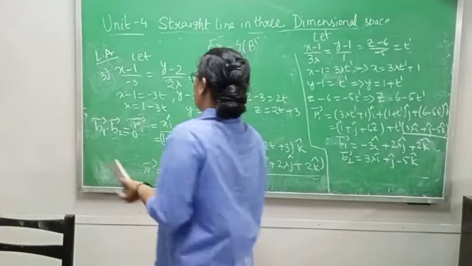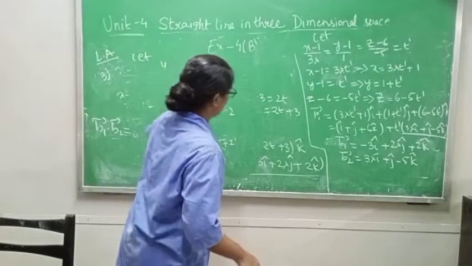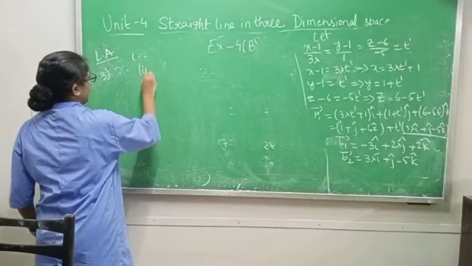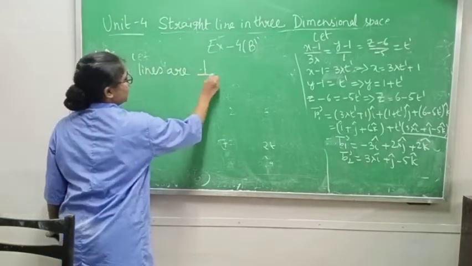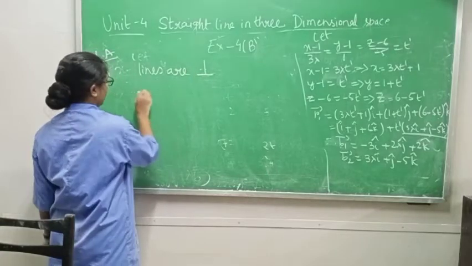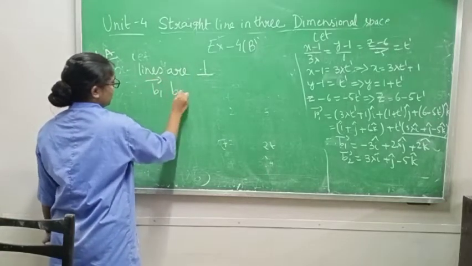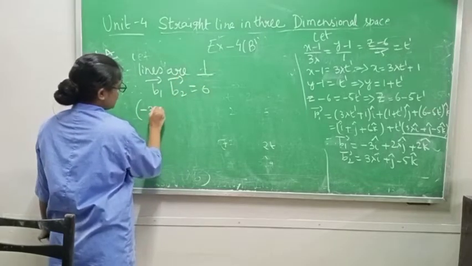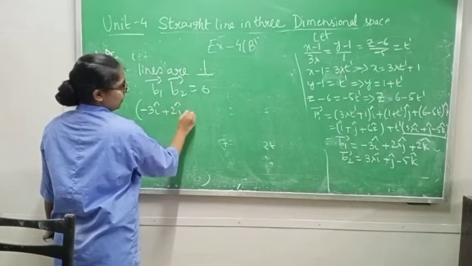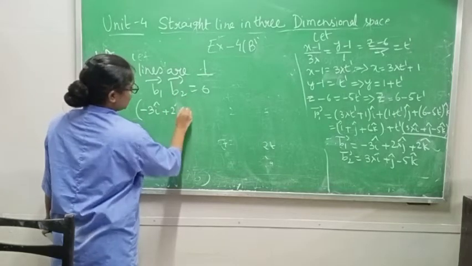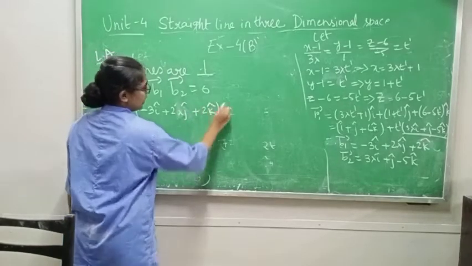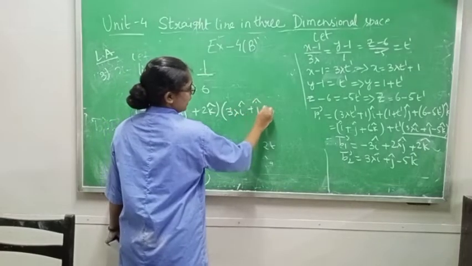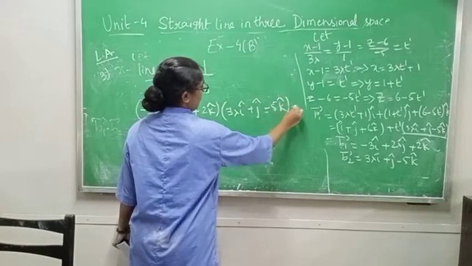Okay. Now after that what you will write? Lines are perpendicular. I am giving this sign. This is the perpendicular sign. Therefore, B1 vector dot B2 vector equals how much? 0. Write B1 vector: minus 3i cap plus 2 lambda j cap plus 2k cap. Then write B2 vector value: 3 lambda i cap plus j cap minus 5k cap equals 0.